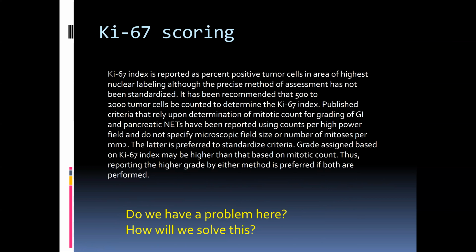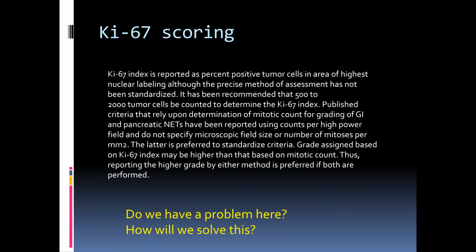So if you've counted and you have 10 mitoses per 2 millimeters squared, but you're only getting a Ki-67 index of 2.9%, then you're going to go with that higher grade and call it a grade 2. So that's just some takeaway points with regard to Ki-67 scoring and counting.